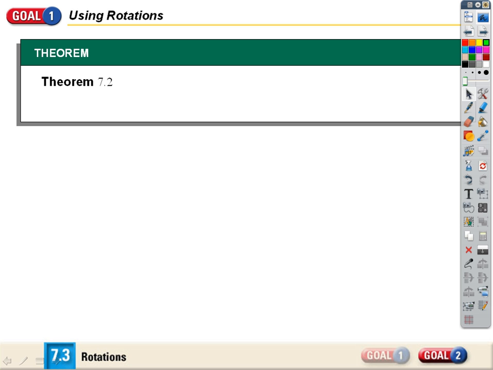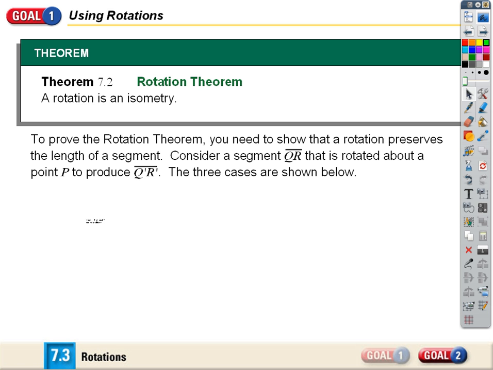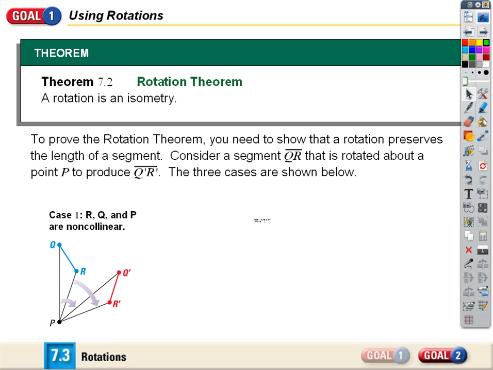All right, there are three different kinds of rotations. I don't think this is really that important, but we'll take a quick look. If we're starting with blue segment QR, one thing that could happen is that we put the tack in at point P, the center of the rotation. The case we just looked at previously was one where Q, R, and P were non-collinear. In other words, they were not collinear.